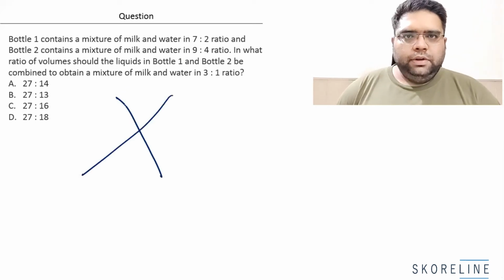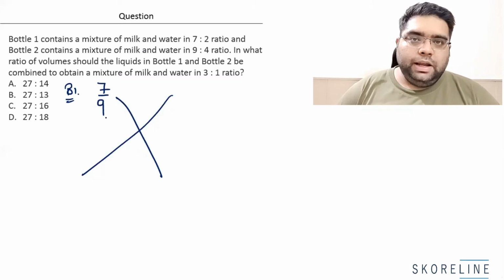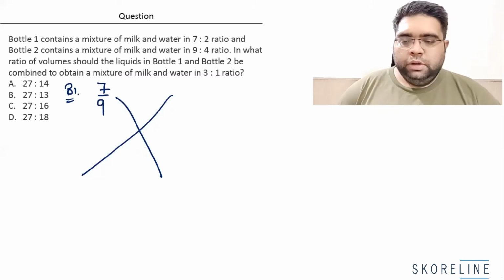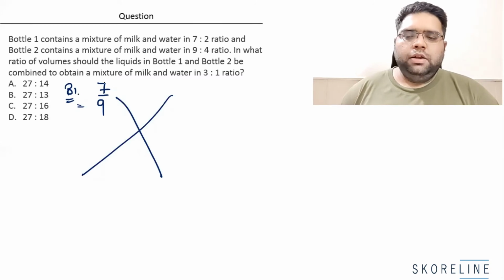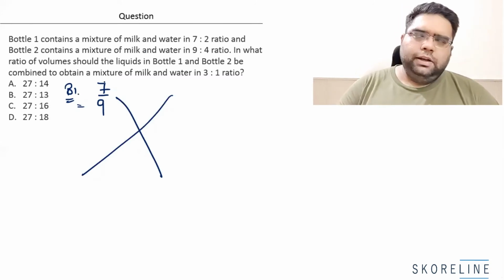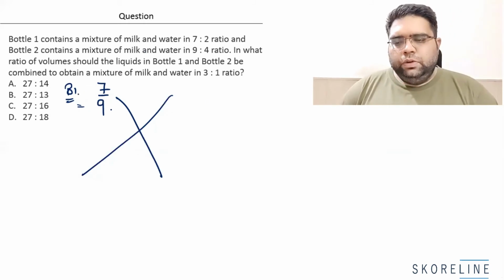So we have an X, right? Now for bottle one, milk is in the ratio of 7:9. Just remember this. You cannot take the ratio of milk and water here. You cannot take 7/2 here, right? It has to be any one quantity. You have to select one quantity. It can be milk, it can be water, but you cannot take the ratio of both the quantities in this shortcut. And this is the only thing that you need to remember in the shortcut. So this is 7/9.